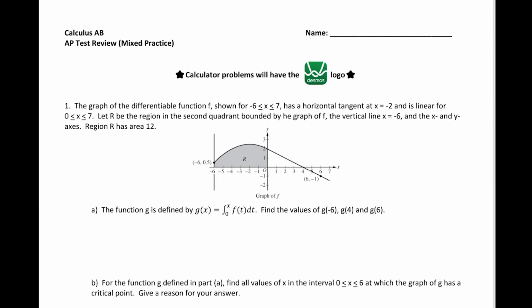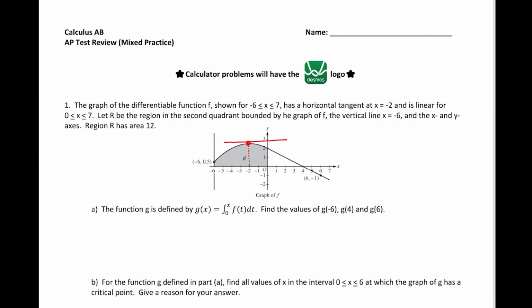Number one says the graph of the differentiable function f shown for x values between -6 and 7 has a horizontal tangent at x equals -2. So if x equals -2 is right here, that means this point has a horizontal tangent, and we can conclude then that because it's concave down at that point, we have a relative or local maximum there. And f is linear for 0 to 7. So between 0 and 7, basically from here to here, we have a linear function. So we've got a constant rate of change.